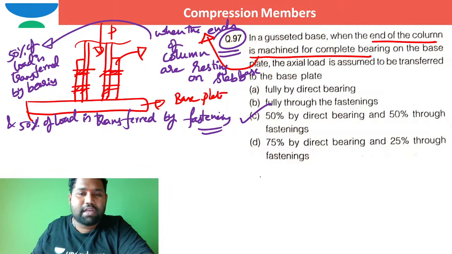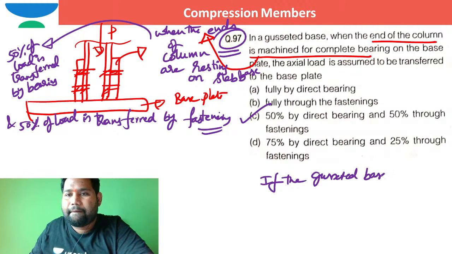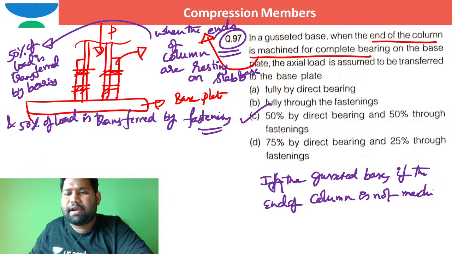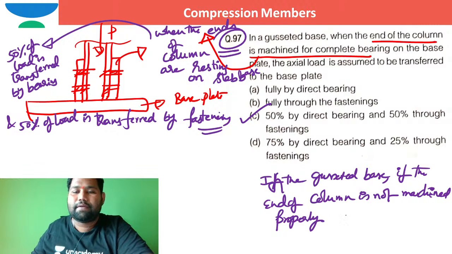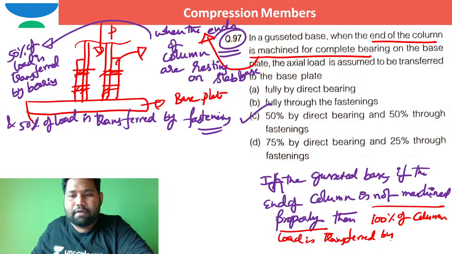Some people had a doubt like, sir, for example, if in the slab base the end of the column is not machined properly, then directly 100% of the column load is transferred by fastening.